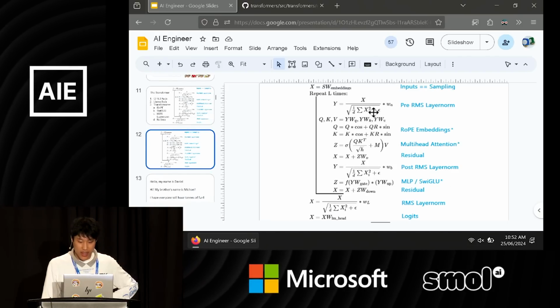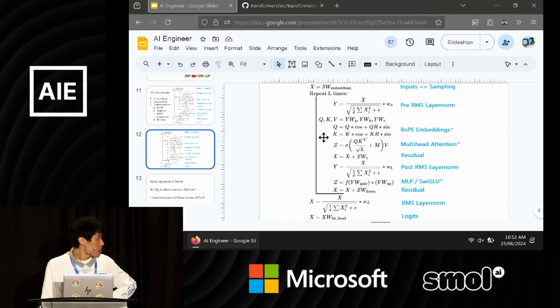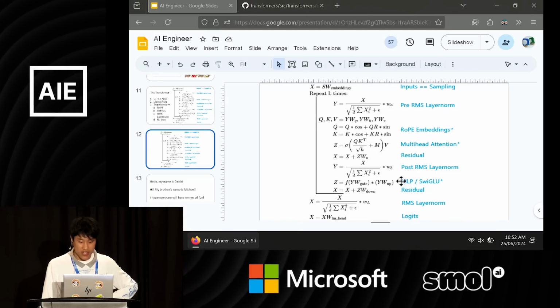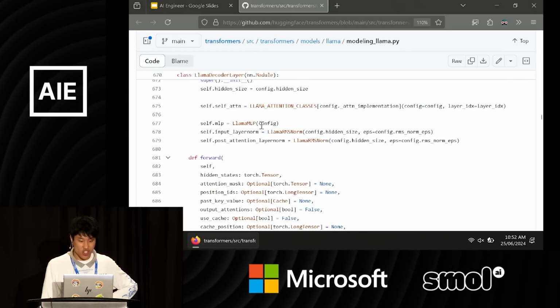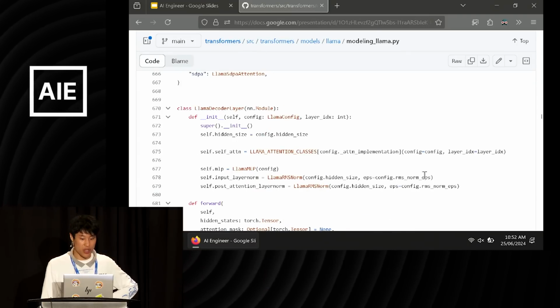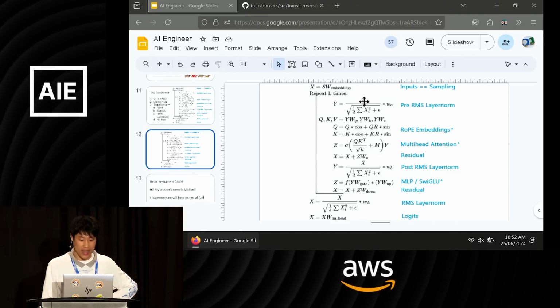So remember the decoder layer. So this, right, remember we said we repeat L times? This is repeat L times. This is just shoved in the decoder layer. We call this one decoder layer.